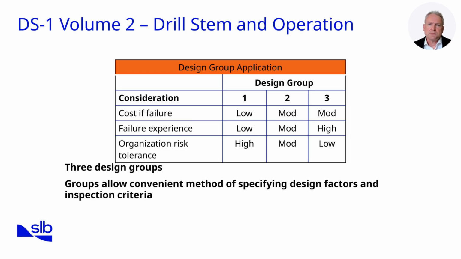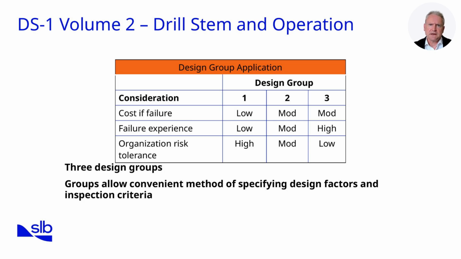Design Group 2 represents the middle ground. The costs of failure are moderate, a history of failure exists, and the organization is prepared to accept only a moderate level of risk. This category is often the default in many operations, as it strikes a balance between efficiency and reasonable caution. Design Group 3 is the most conservative.